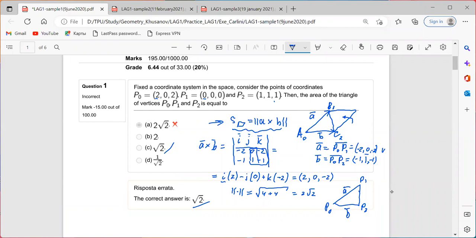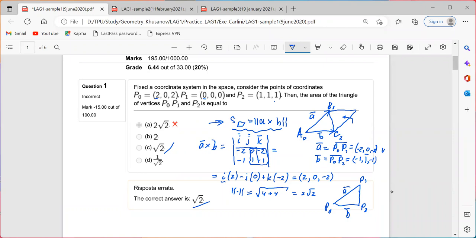In a similar way, we can consider -j. Why minus? Because according to our rule of expansion, elements of the first row should be taken with alternating signs. i will be taken with plus. That's why we just put plus i multiplied by 2.